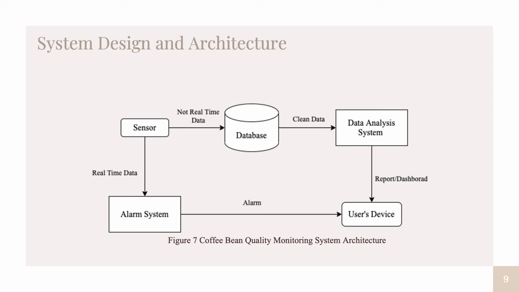Once a day, for example at 12 o'clock at night, the sensor will send the whole data collected in the past 24 hours to the database to process and store it there. After that we can get the clean data, and R or Tableau could use the clean data to design a weekly, daily or monthly dashboard or report and send it to the user's device.